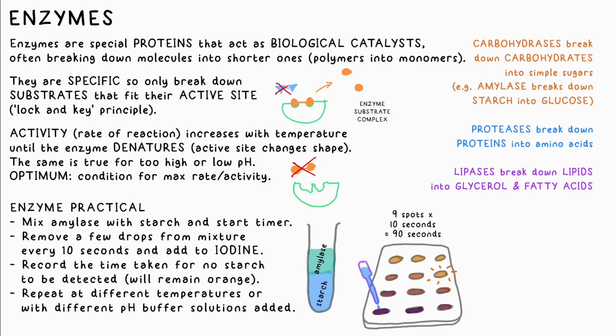Calculate the time taken to do that, then plot these times against pH or temperature. Draw a curved line of best fit, and the lowest point is where the starch would have taken the shortest time to be broken down. That's the optimum temperature or pH.